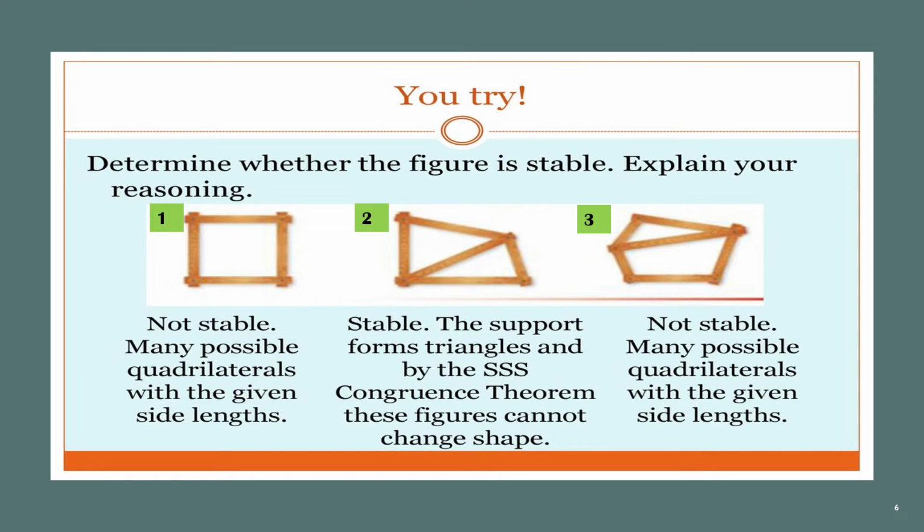Why we are giving much more importance to this shape only. And the third figure also, you can see it is a combination of a quadrilateral and a triangle. So it is again not stable, because there are many possible quadrilaterals with a given side length.